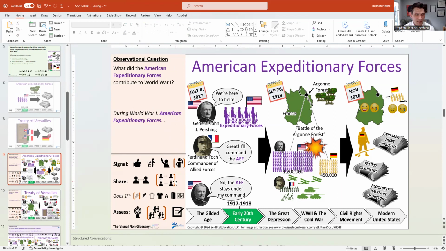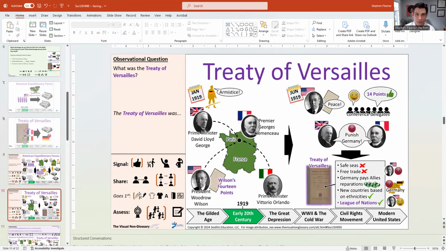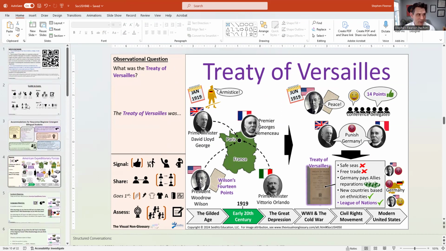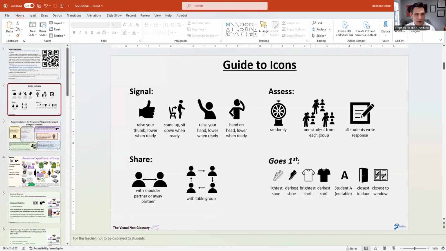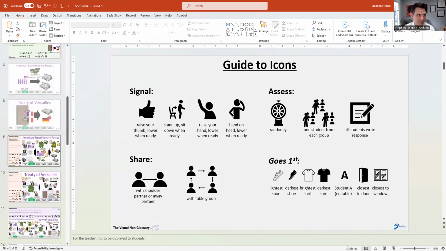When all the students bring their hands down, they're ready to answer the question or finish the sentence. Then I'm going to instruct my students to share either with their table group or maybe their elbow partner. I'm going to instruct who's going to go first, maybe the student with the brightest shirt or the student closest to the window. I'm also going to let students know how I'm going to assess them. Most of the time, what I really recommend doing is selecting this first icon and randomly calling on one or more students after they've shared in their small group or with their elbow partner. Now, these icons, if you're unfamiliar with them, are back here on slide 2. There's a guide that shows what all of these icons represent, so you can always refer back to these if you're ever unsure about what they mean.